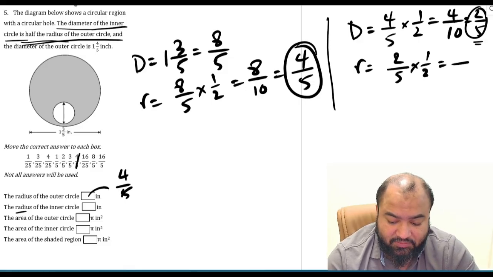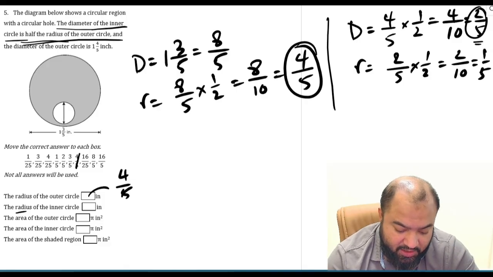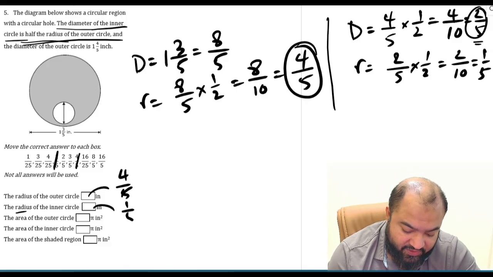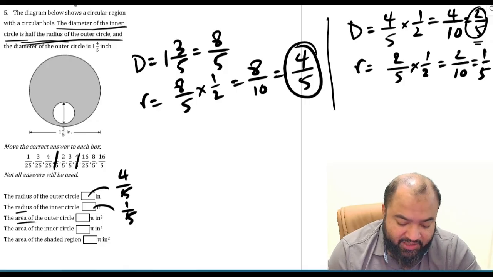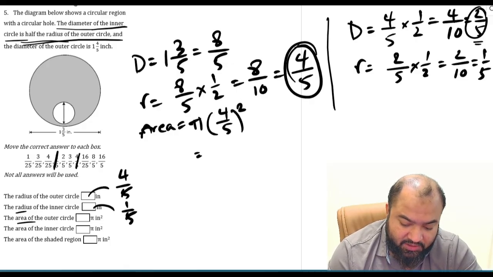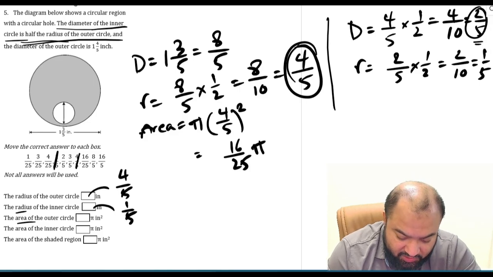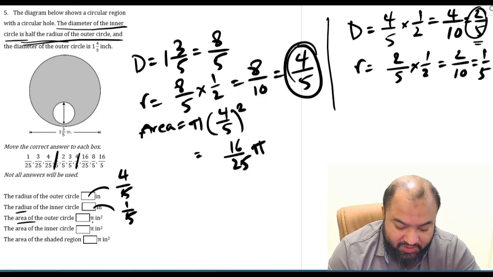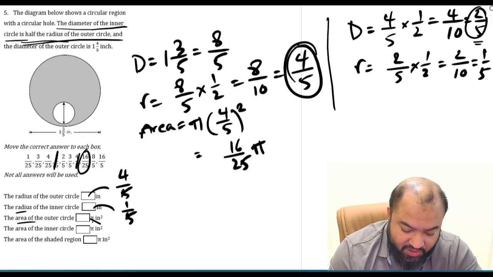So that's 2/10, so 1/5. Okay, so this one, 1/5. Now, what is the area of the outer circle? Means the big circle. So area of the big circle, the radius is 4/5. So all we can do is pi times 4/5 squared. So that's 16/25 pi. Oh, so these are in terms of pi. That's amazing. So 16/25. So that's the third one.